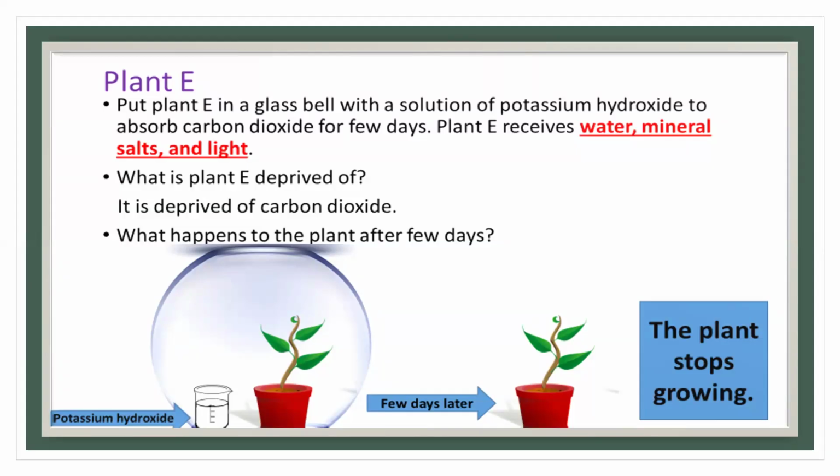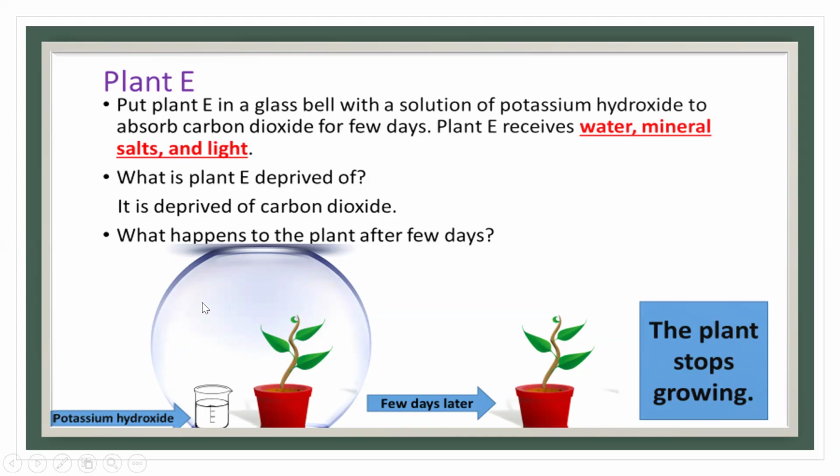First, here in plant E, we put the plant in a glass bell with a solution of potassium hydroxide. The role of potassium hydroxide is to absorb the carbon dioxide. So the carbon dioxide will be inhibited and the leaves can't absorb it. So plant E will receive water, mineral salts and light.